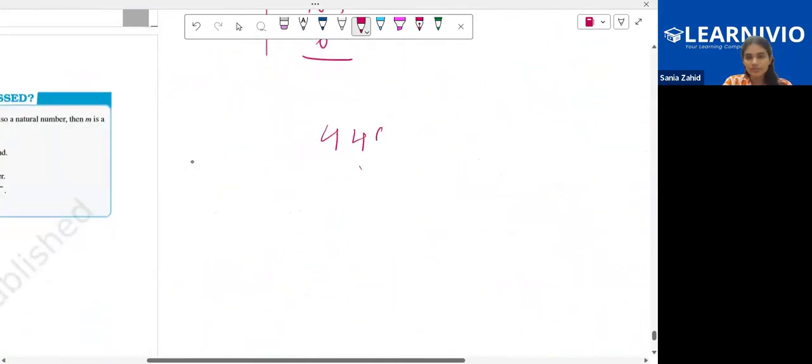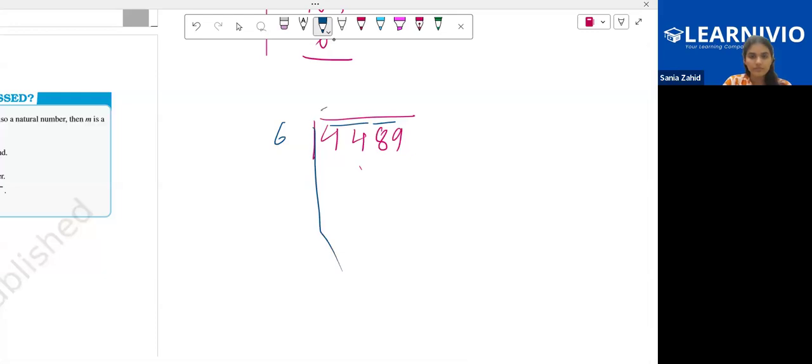Yes, ma'am. The closest square number to 44 is 36. So 6 into 6 gives you 36. Then we subtract that, we get 8. And then we put down 89, and then you double 6, which gives 12.